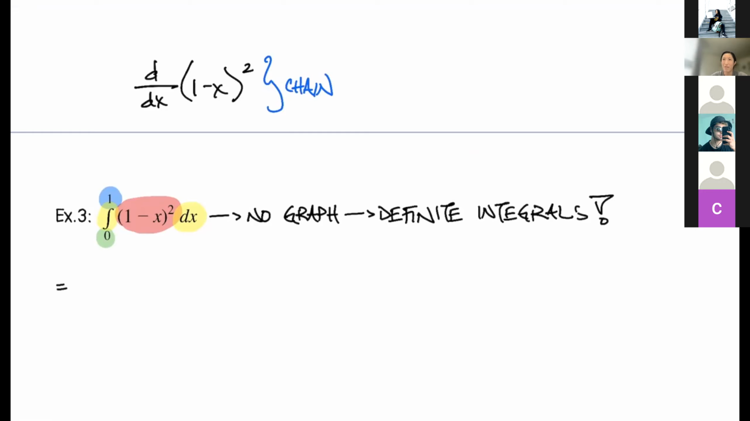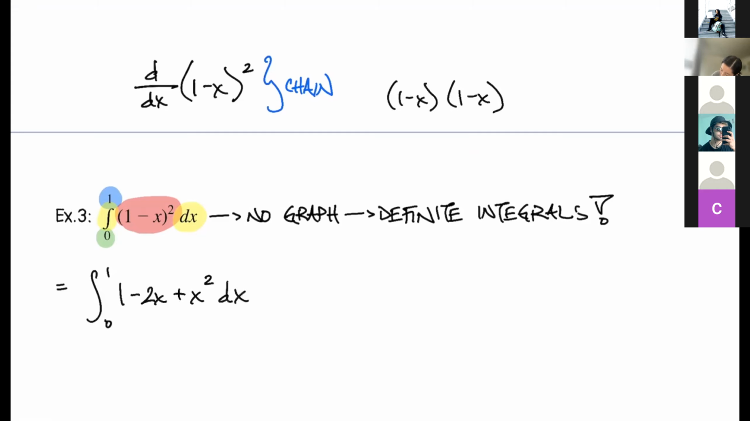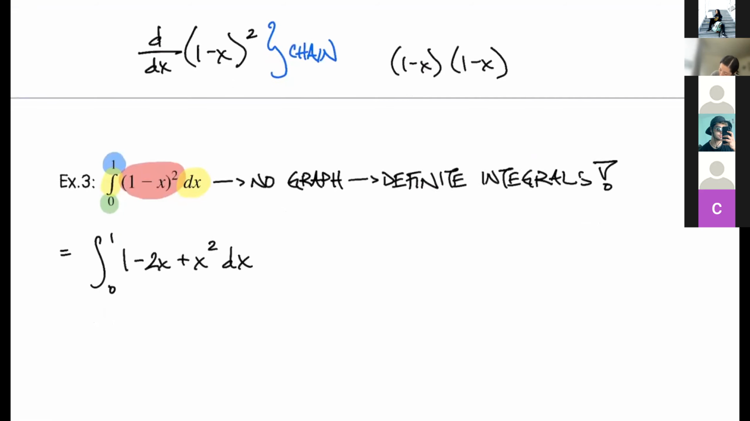And since we don't know it yet, we're going to FOIL so that we can turn it into a problem we know, okay? So the integral from 0 to 1, and we have, let's see, 1 minus x, 1 minus x. So I get 1 minus 2x plus x squared. Okay. So we FOIL because we don't know how to do chain rule with integrals yet. Okay. So we FOILed.